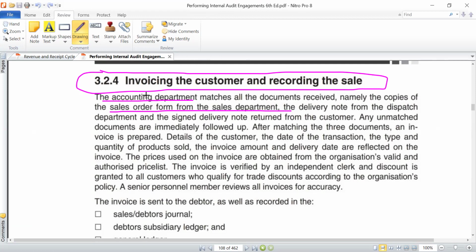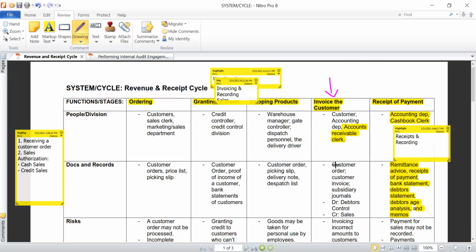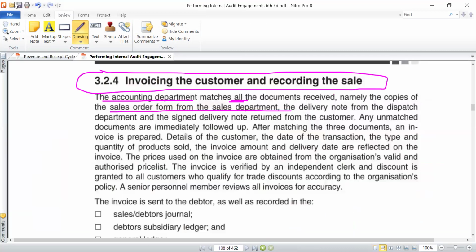So what the accounts department would do, they would match all the documents, notice not some, all the documents received, right? And no wonder I was indicating to you that the documents used will involve the customer order, which we saw from the very beginning. We will also see other supporting documents that we came across over here for as long as they are relevant to the order of the customer.